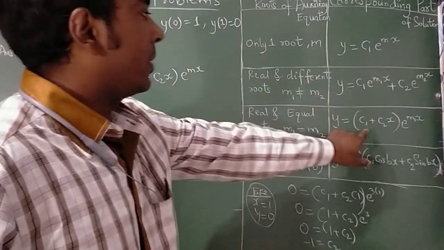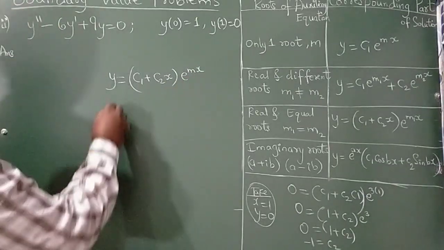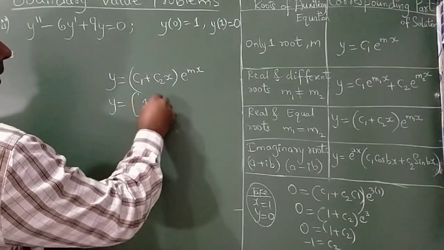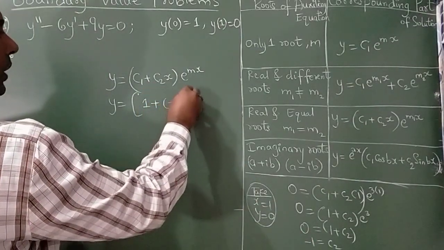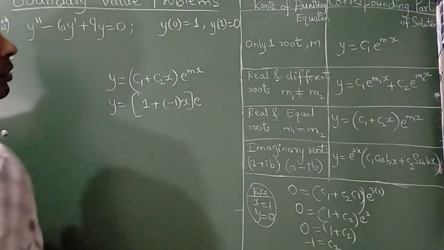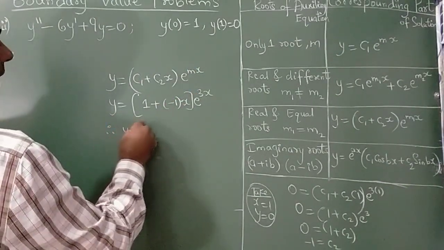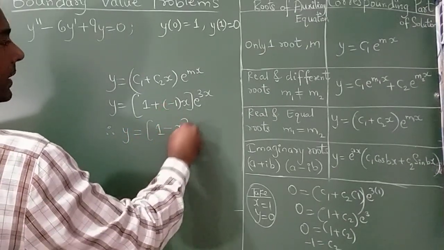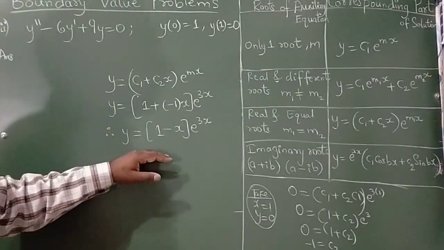Now from this, y is equal to c1 plus c2 into x e raised to mx. Now I'll write here y. What did I get c1? It is 1. What I have got c2? It is minus 1 into x e raised to m value is 3 into x. Therefore, the final answer will be y equals 1 plus into minus is minus x e raised to 3x. This completes your second answer.